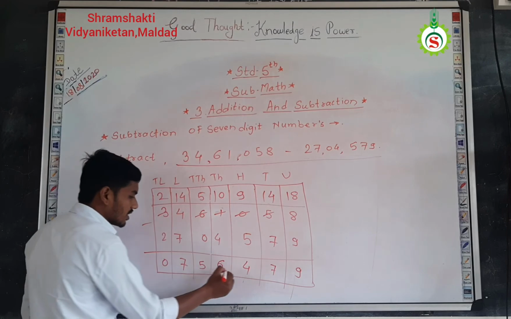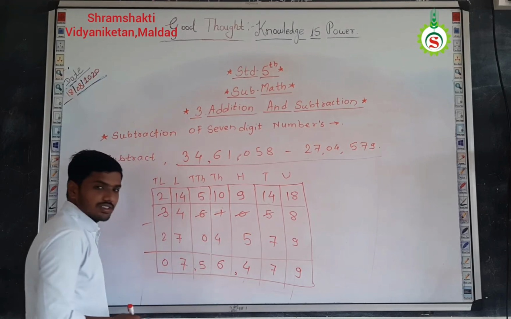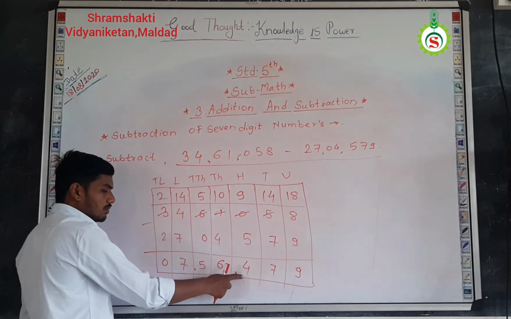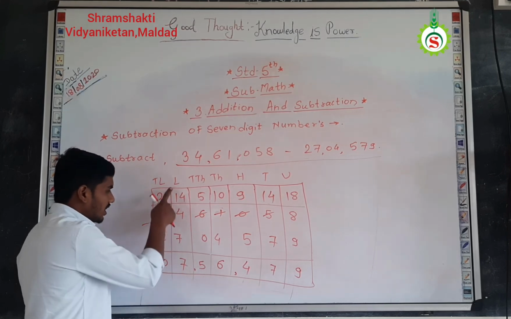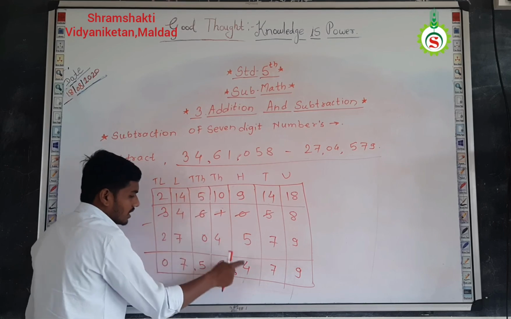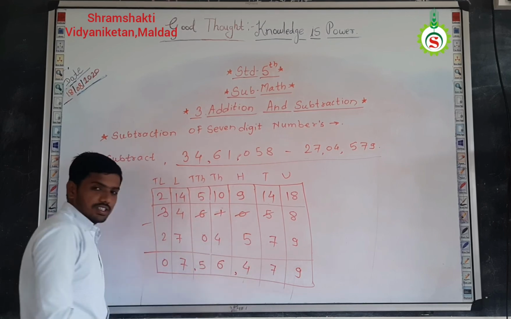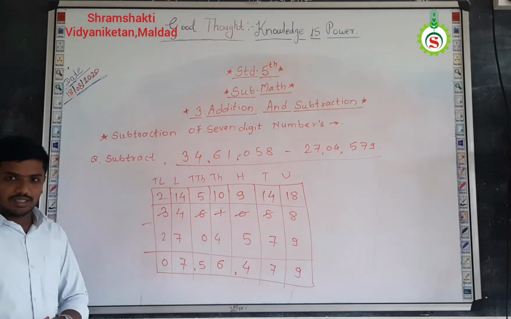If you want to give the answer, how will you give it? I will put a comma after the thousands, ten thousands and lakh. So 7,56,479 is the answer of our subtraction.